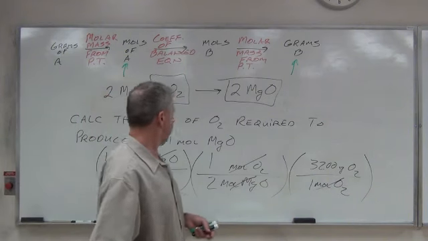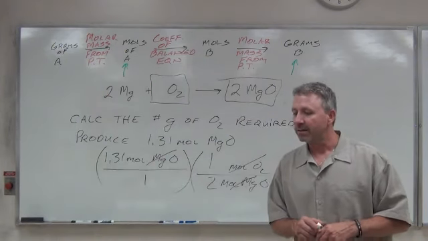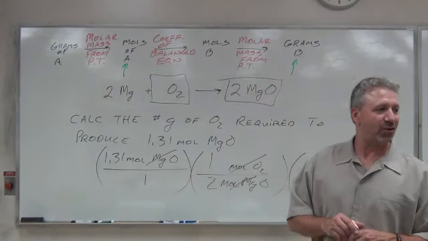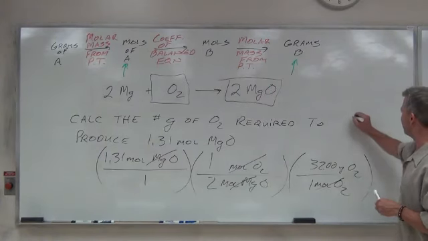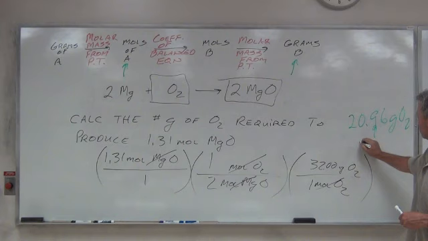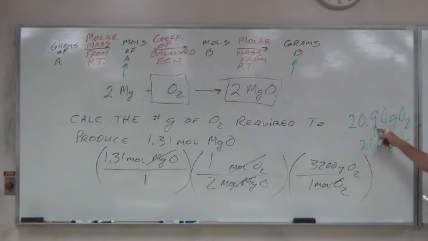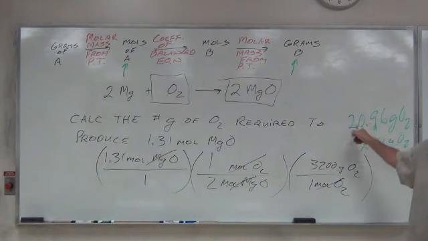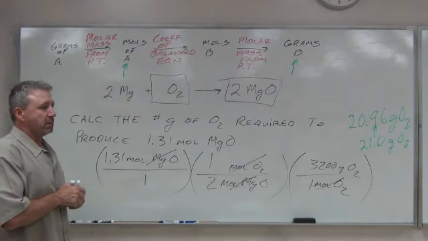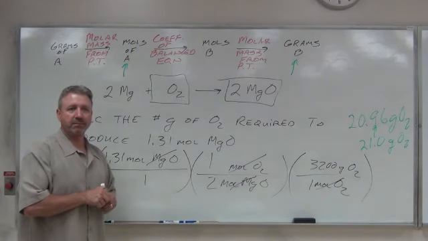What's the answer? Three significant digits. The answer is actually 20.96, right? But with three significant digits, this would be 21.0 grams of O2. I simply round that 9 to a 10, which pushes that up one digit. Okay?